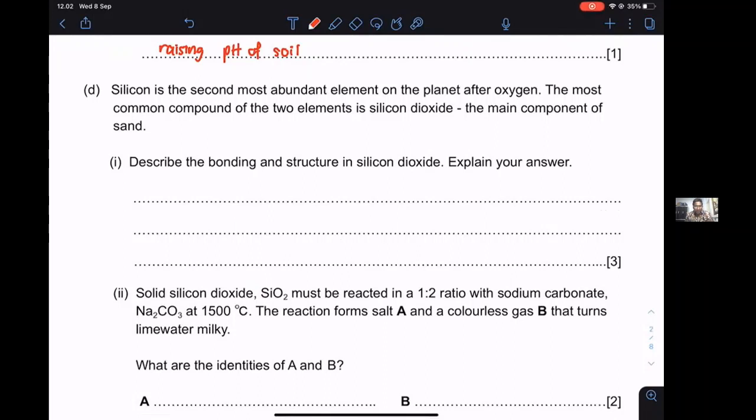Now, D. Silicon is the second most abundant element after oxygen. So the most common compound is going to be silicon dioxide. So it's going to be SiO2, the main component of sand. Describe the bonding and structure in silicon dioxide.